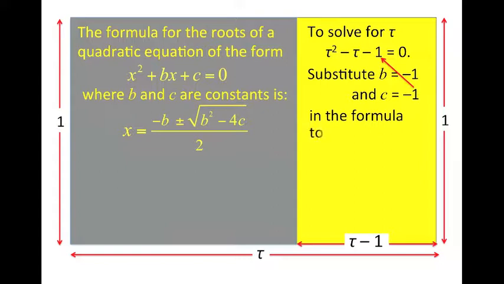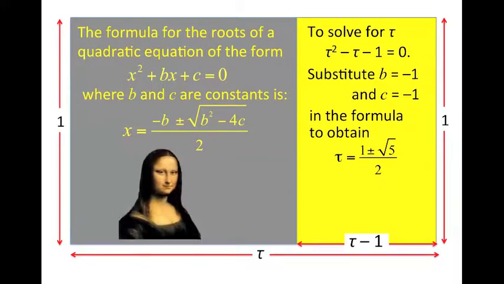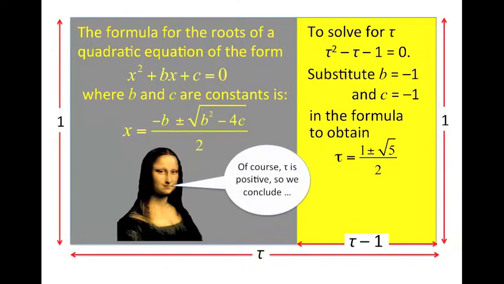We obtain the two roots. Tau equals 1 plus or minus square root 5, divided by 2. There are two roots, but since tau is positive, we select the root 1 plus root 5 divided by 2.